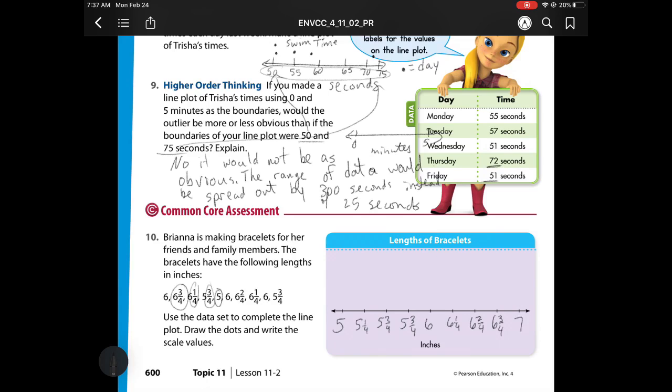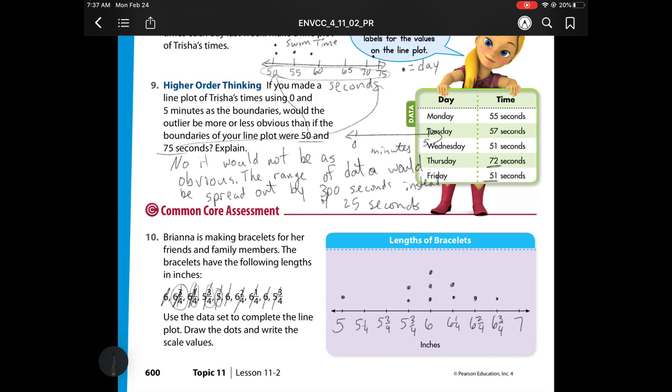So now let's plot our dots. So we have a 6. We have a 6 3/4. We have a 6 1/4. We have a 5 3/4. We have a 5. We have another 6, so another dot on top of it. We have a 6 2/4. We have another 6 1/4. We have another 6. And we have a 5 3/4.